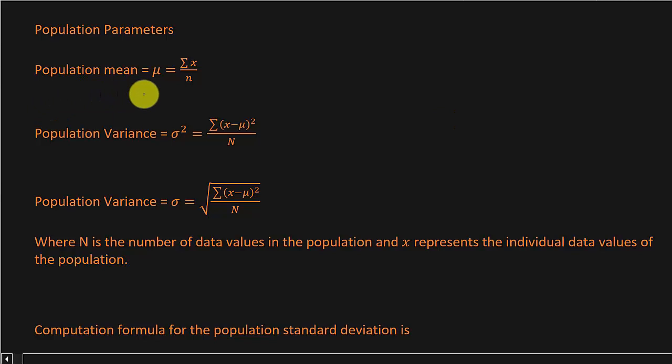We got the population mean is mu equals the sum of x over n. The population variance is sigma squared equals the sum of x minus mu, where mu is the mean, X minus mu, all that squared divided by capital N. And the population standard deviation is sigma equals the square root of that, where capital N is the number of data values in the population and X represents the individual data values of the population.